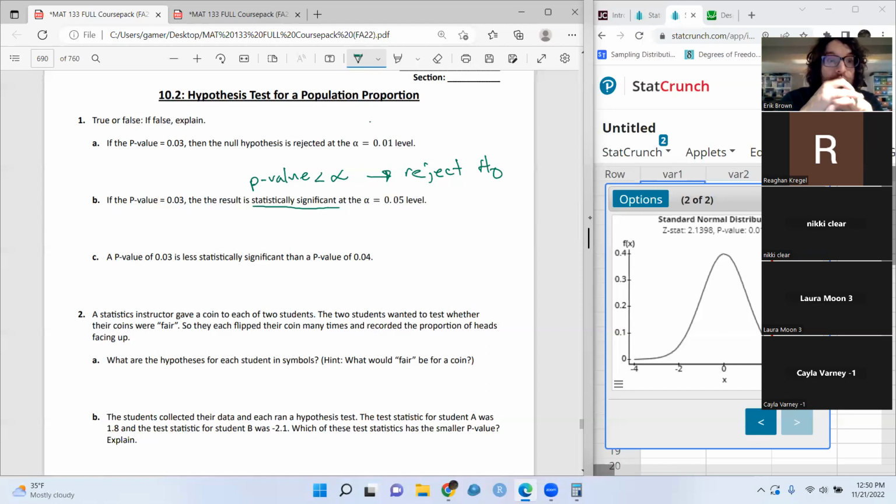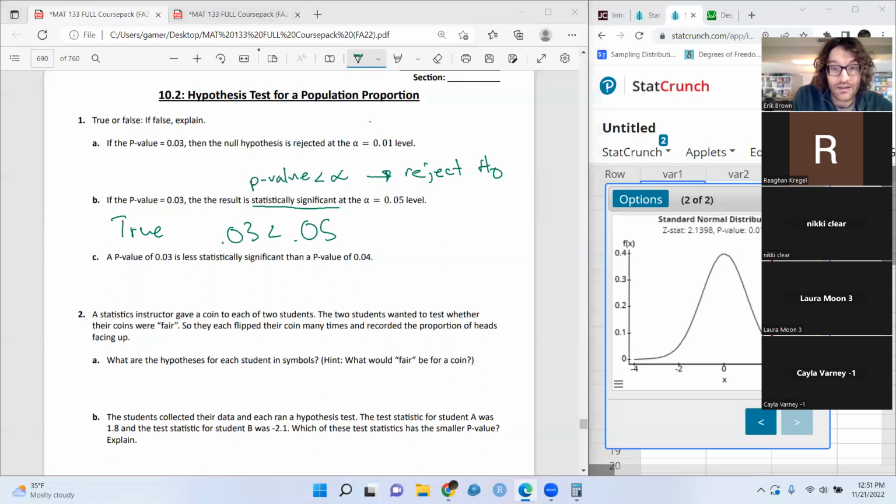So what's your answer to be? If the p-value is equal to 0.03, are the results statistically significant at an alpha equal to 0.05 level? True or false? I think it's true because 0.05, the alpha, is greater than the p-value. Good. We don't have to state why it's true, but this is why it's true. 0.03, which is the p-value, is less than the alpha. Excellent. So this one's true because of this.